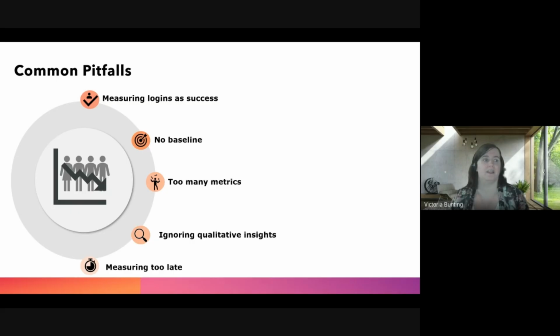And then finally, measuring too late. Sorry, my notes were the wrong way around. And so the whole measuring too late piece, just making sure that you start that sort of process early.